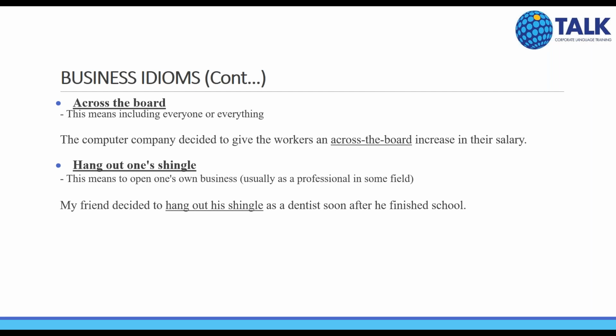Hang out one's shingle. Now, this is often meant to be used to describe somebody who is opening their own business. Usually a professional business like a doctor or a lawyer or a dentist. And often a shingle years ago was literally a little sign that hung on a doorway or over a doorway that advertised you as a professional. And the example would be my friend decided to hang out his shingle as a dentist soon after he finished school. Now, hanging out a shingle just in this sense means that he became a dentist and put something potentially in the lobby of a building. But what I described before is where it came from.